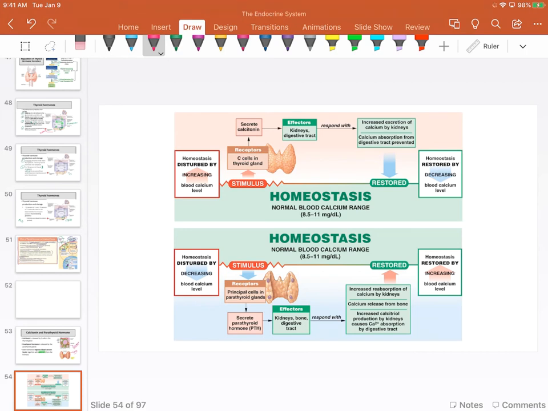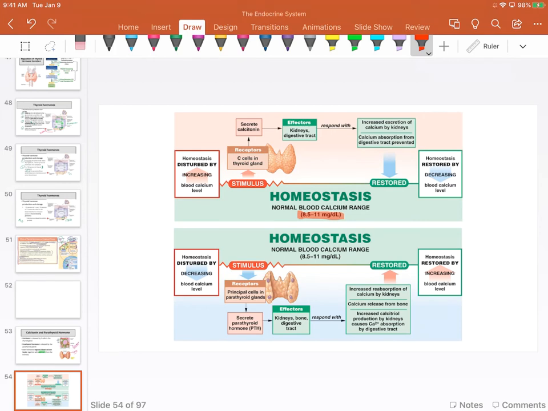What we have here is a look at this homeostasis. First, let's notice the normal acceptable range for calcium. We keep it within a range of 8.5 to 11 milligrams per deciliter. That's our normal calcium ion levels. And if we are above or below that, homeostasis is lost.